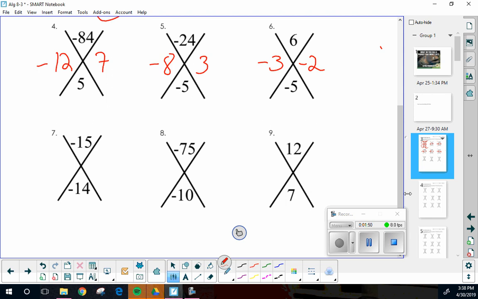I'm going to pause and let y'all finish this last row, and then we'll come back and talk about the answers. Okay, and on the last row, it was -15 and 1 for number 7, -15 and 5 for number 8, and 4 and 3 on the next one.